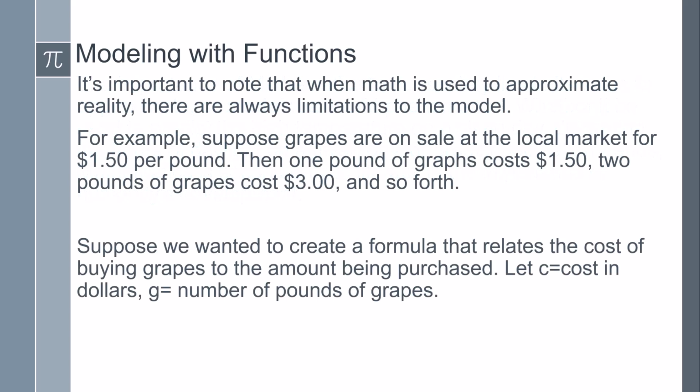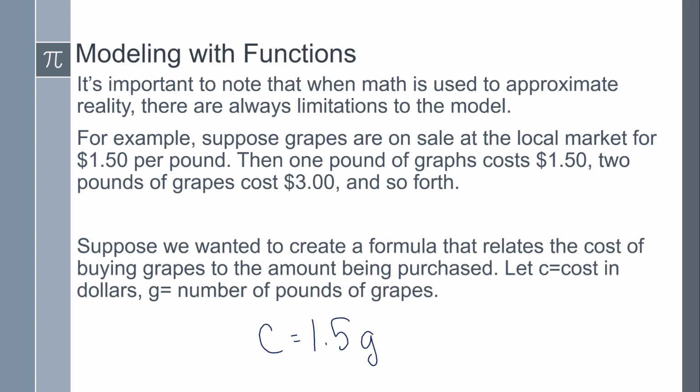It's important to note that when math is used to approximate reality, there's always limitations to the model. For example, suppose grapes are on sale at the local market for $1.50 per pound. Then 1 pound of grapes costs $1.50, 2 costs $3, and so forth. Suppose we wanted to create a formula that relates the cost of buying grapes to the amount being purchased. We'll say C is cost in dollars, G is the number of pounds of grapes.